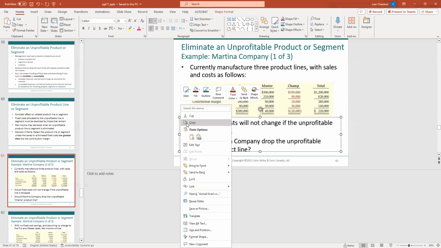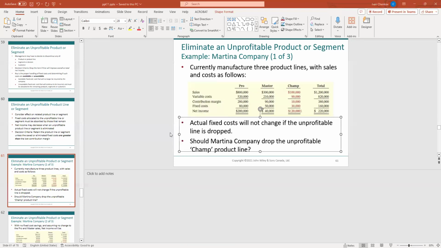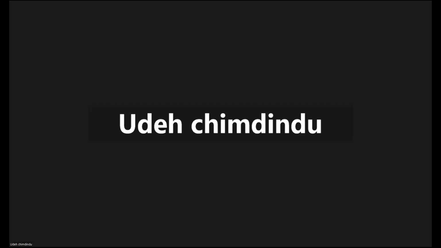But some people say if it's not profitable, you have to drop it. It's unprofitable, but it helps out with the fixed cost. It doesn't affect the 160.